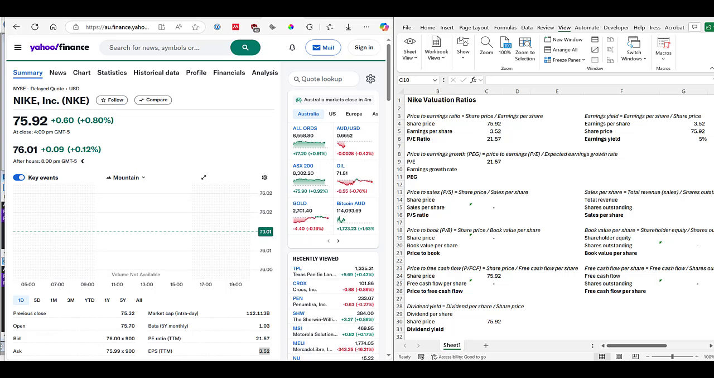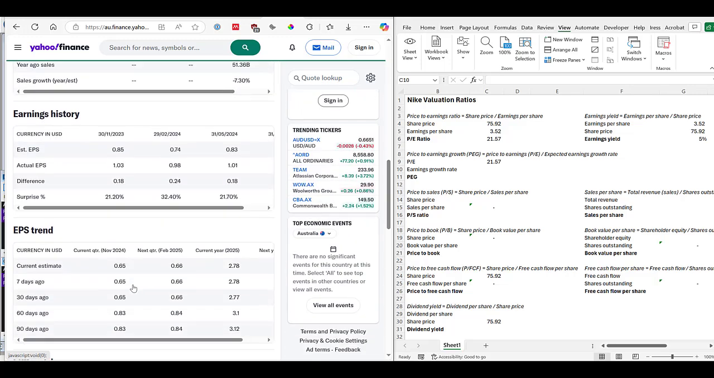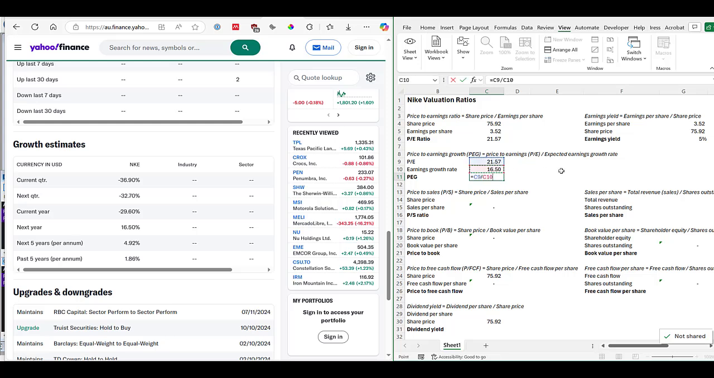One way, and possibly the better way, is to figure this out yourself. Another way is to look at what the professional analysts are thinking. If we click Analysis, we can see what the analysts are projecting. Scroll to the bottom and we can see analysts expect Nike to grow by 16.5% next year. So if we take Nike's PE ratio of 21.57 and divide it by the expected growth rate of 16.5, we get a PEG ratio of 1.31.